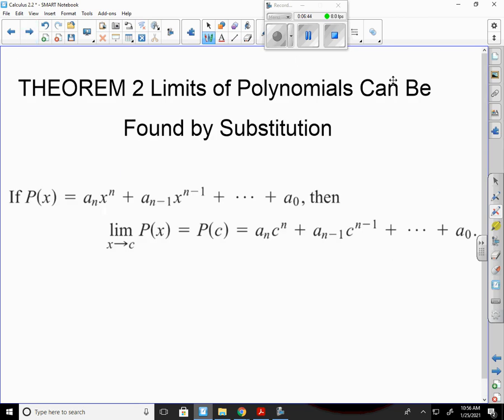Okay, so now we're going to get into some more theorems. The first one says that the limits of polynomials can be found by substitution. This means that if I just have some basic polynomial like, say, 5x to the 5th plus 3x to the 4th plus 2x to the 3rd, down to whatever, then all I have to do is substitute in exactly the same way as I did the last problem.